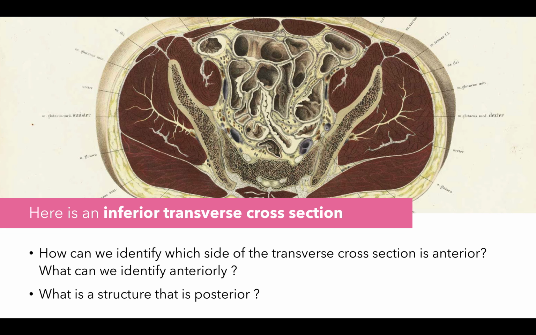Here's an inferior transverse cross section, which means that we're looking down into the body. We can identify the anterior side by looking at the abdominal muscles right here of the abdomen. And we can identify the posterior side by the back muscles and the vertebrae, which is the spine.